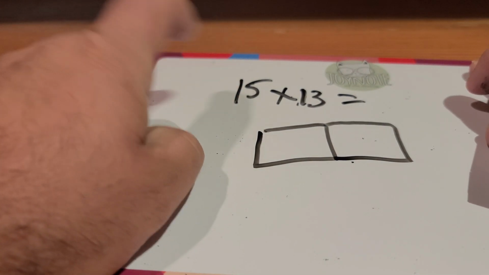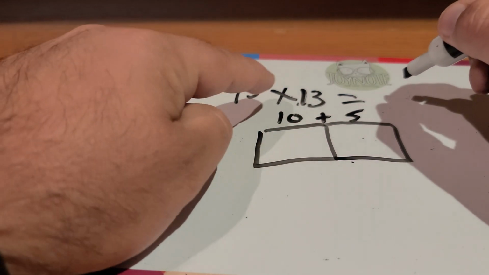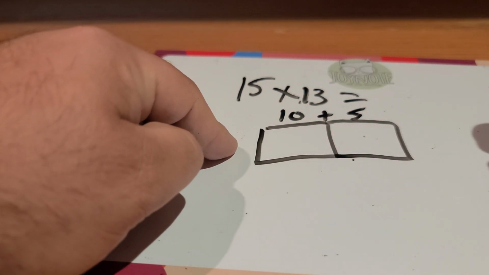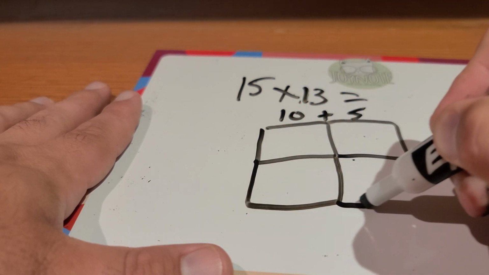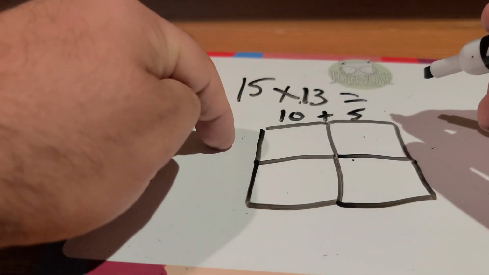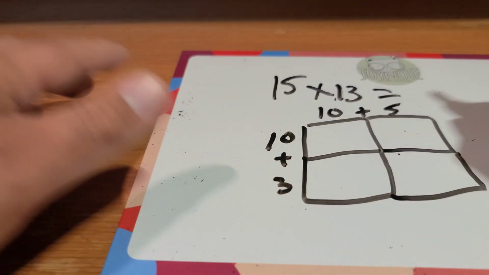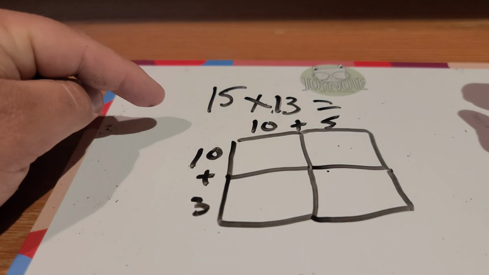And like before, we put it in expanded form. So 10 plus 5. Now, we have 13. Here's what you do. We have 2 numbers now. We now add 2 more boxes to the bottom. And you put 13 in expanded form. 10 plus 3. Okay, now you really have to pay attention here to what you're doing.